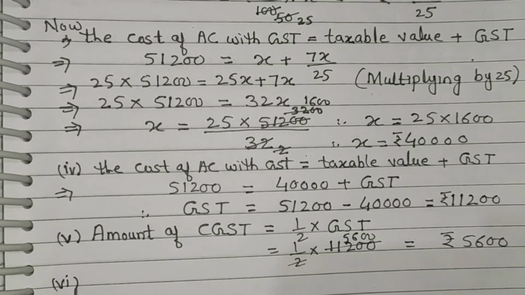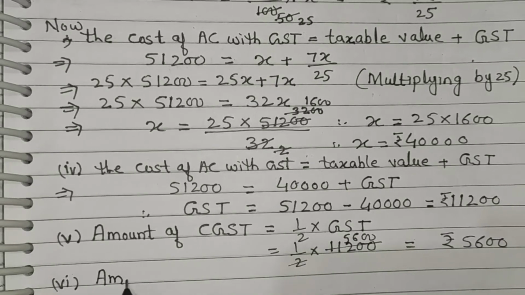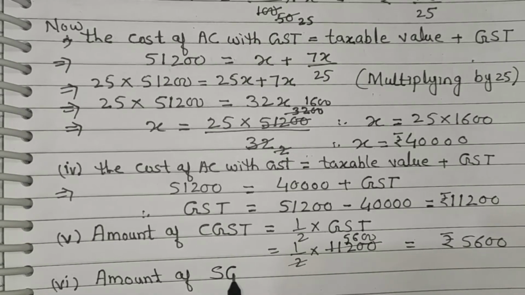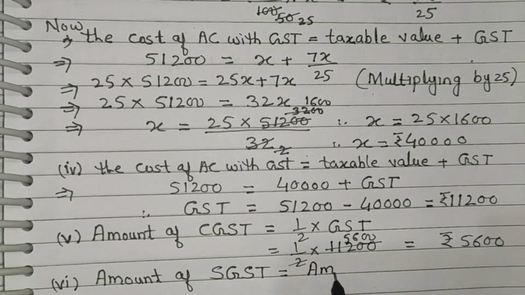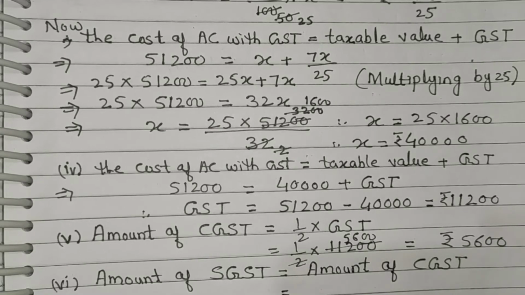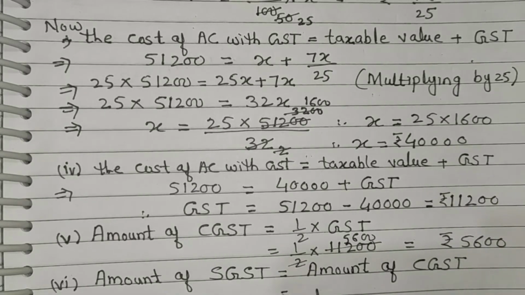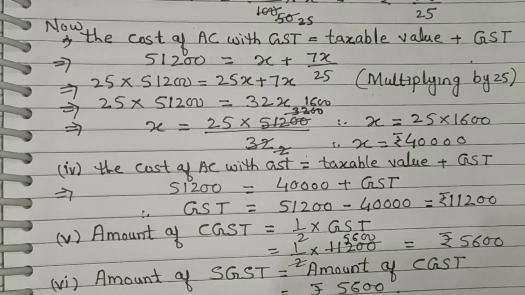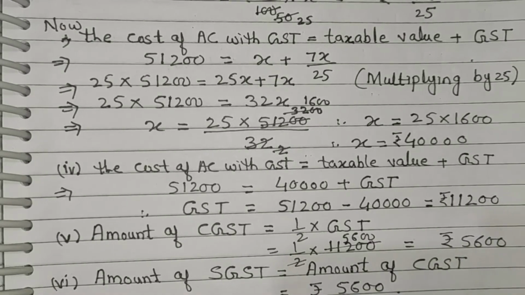Now the next one is amount of SGST. Now we know that amount of SGST is equal to amount of CGST. Write down here amount of CGST. Therefore amount of SGST is also equal to rupees 5,600. Now write down the answer here.